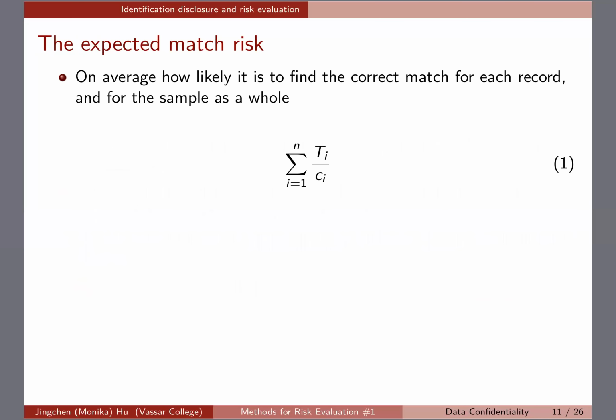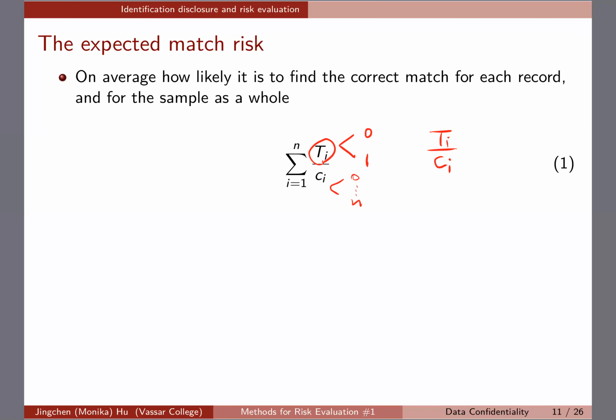And now we're ready to define the 3 different summaries. The first one is the expected match risk. And you see that we're looking at Ti over Ci, and then sum them up for the entire data set. So you can think of it as, on average, how likely it is to find the correct match for each record. Because what is Ti? Ti is either 1 or 0, right? And Ci is either 0 to, I don't know, n, maybe, because Ci is the number of records that have the same combination, okay? So this ratio, Ti over Ci, gives you the sense.